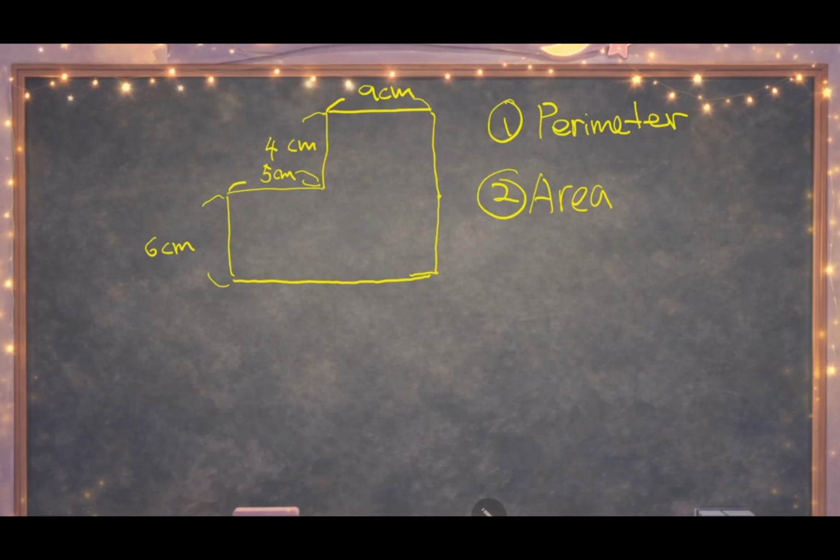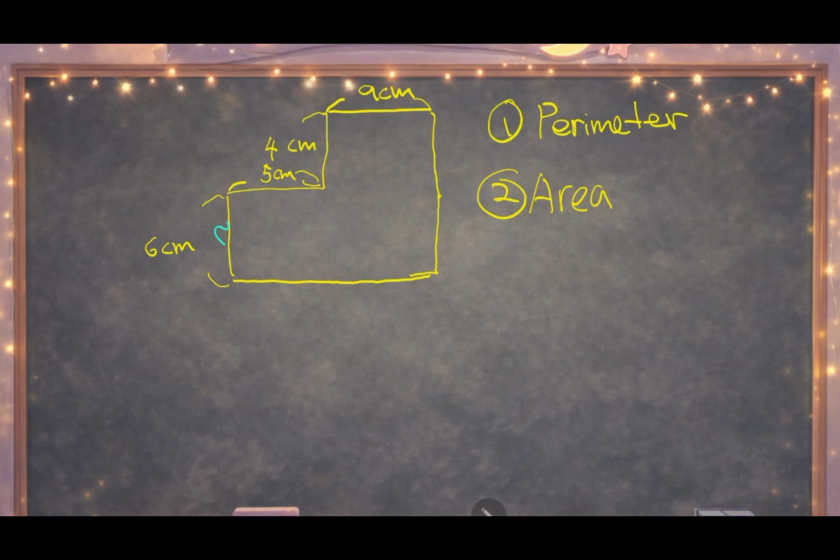Here is another composite shape. I would like you to pause the video and carefully think about this question. Work out the perimeter and area of the shape. And remember to show all working. Now let's go through this together.